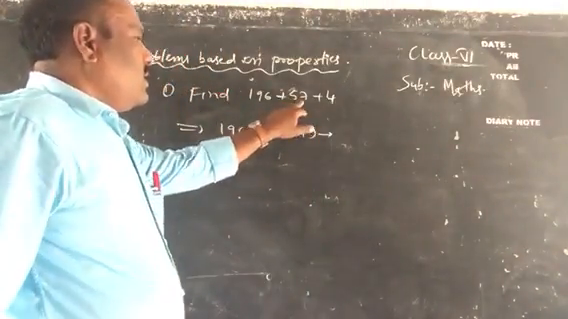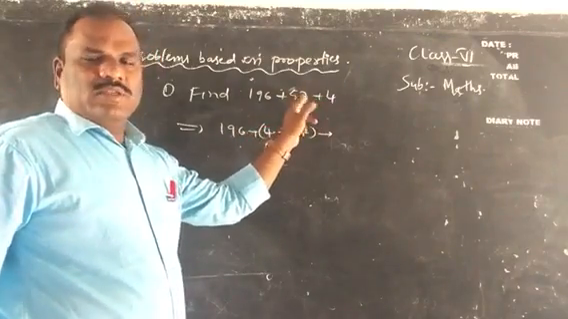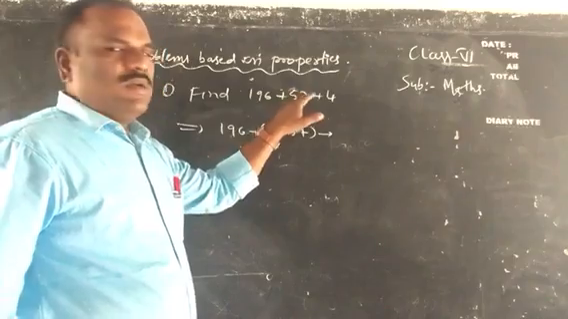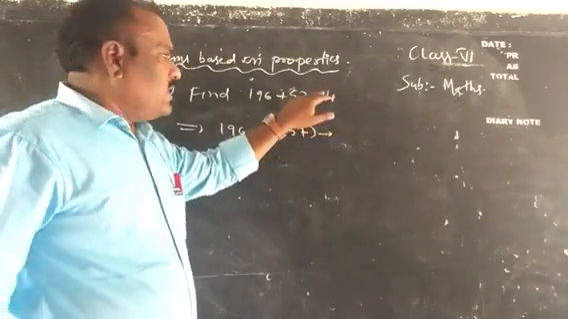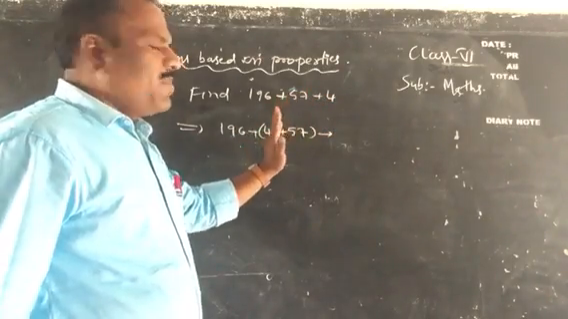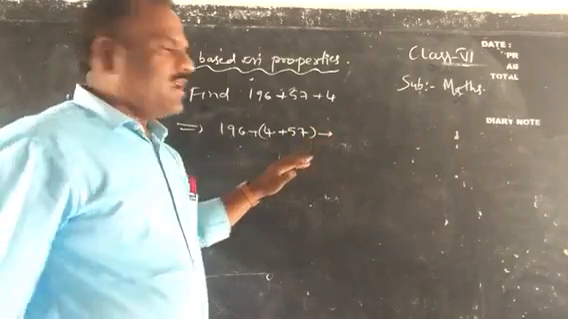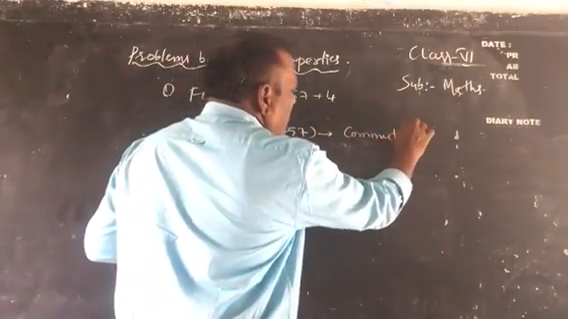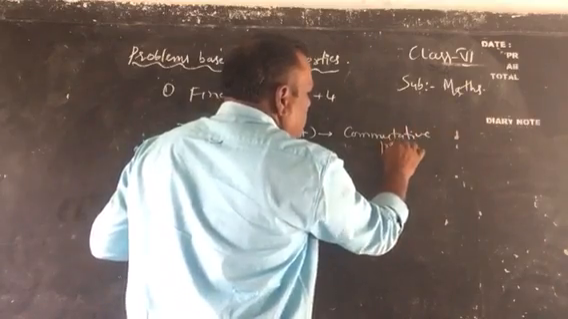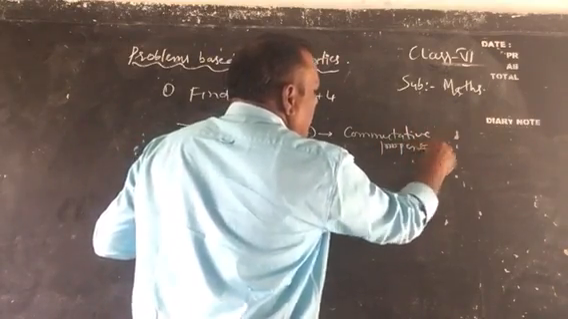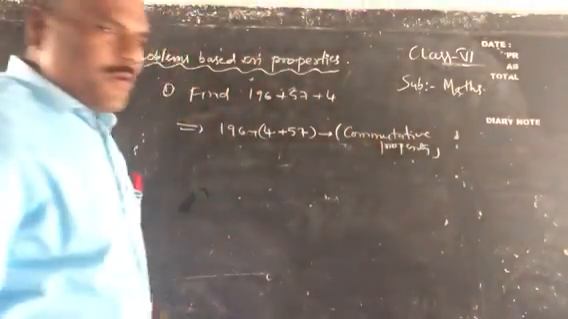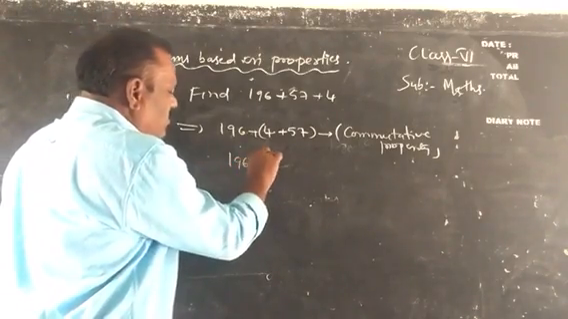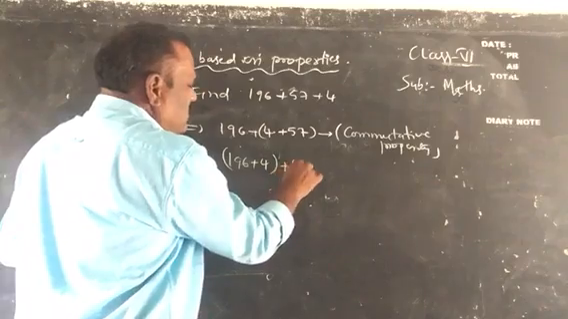Because if we interchange the numbers, the result will never change. This property is A plus B equal to B plus A. That is the commutative property. So as per the commutative property, we can do it, children. Now again, 196 plus 4 plus 57.